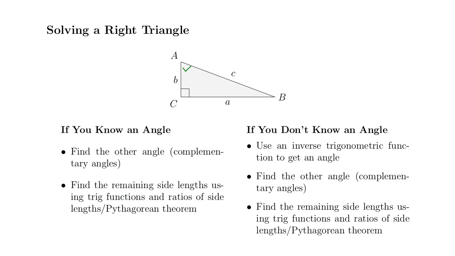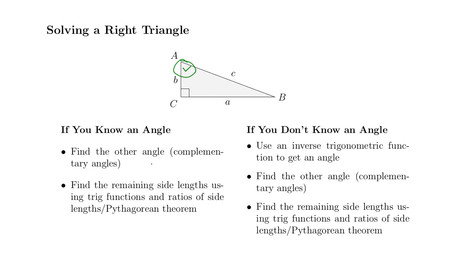If you don't know an angle, then hopefully you've got some side lengths, and you can set up an inverse trig function to get that angle. And then if you want, you could set up another inverse trig function to get the other one. But once you know an angle, you can find the other one really easily. And then again, find the remaining side lengths by using trig functions, Pythagorean theorem, all that kind of stuff, depending on what you know. So those are our two kind of main strategies, and I'll show you what I mean by that.